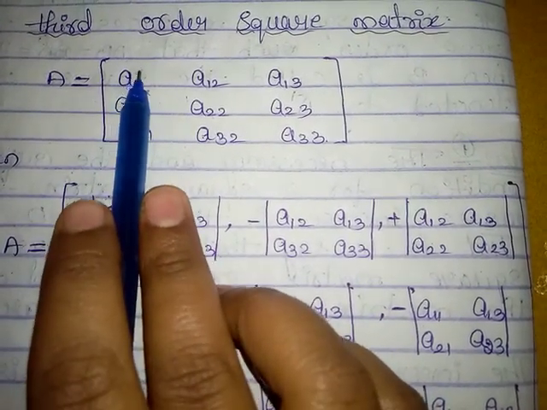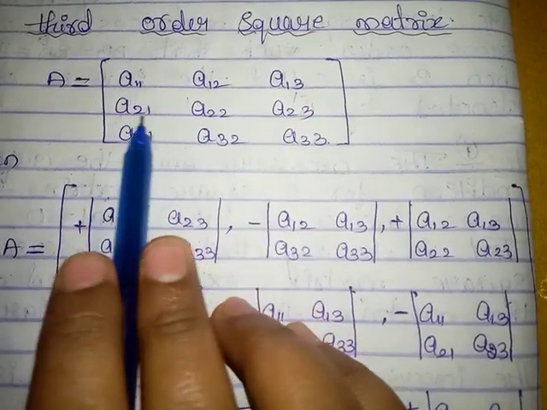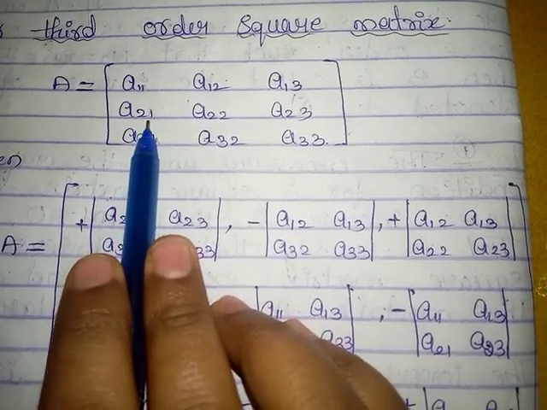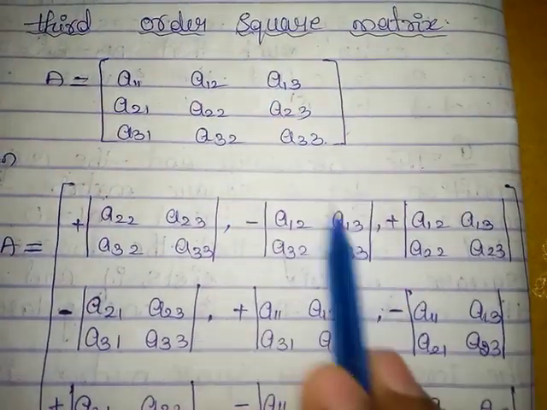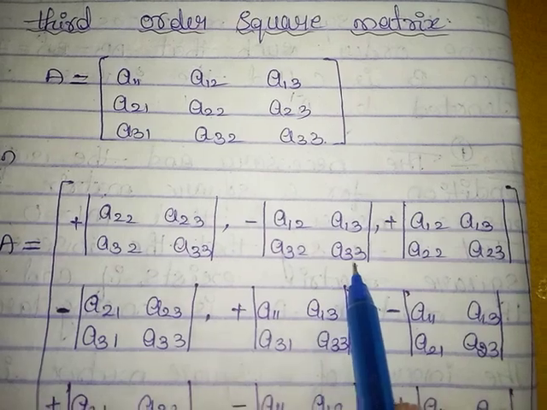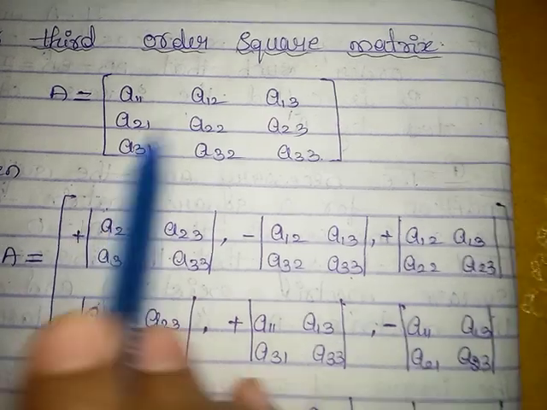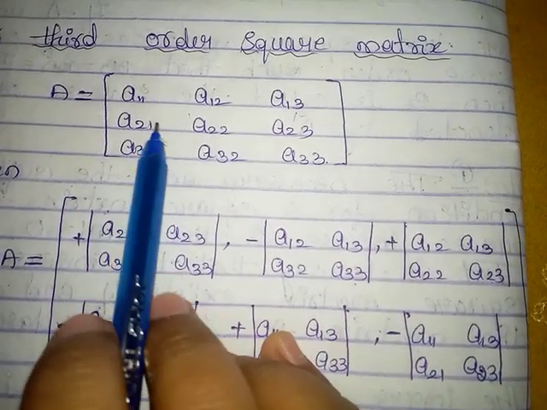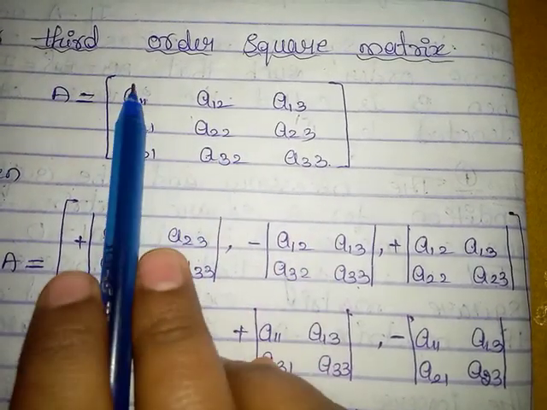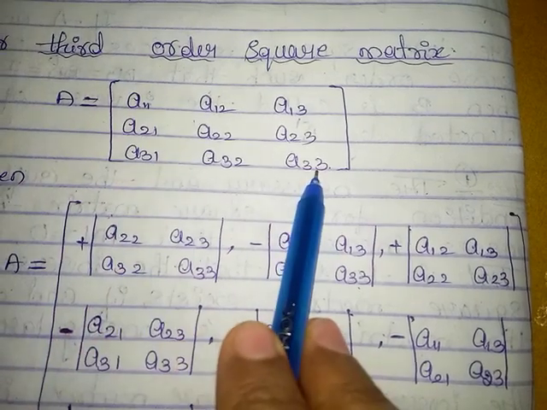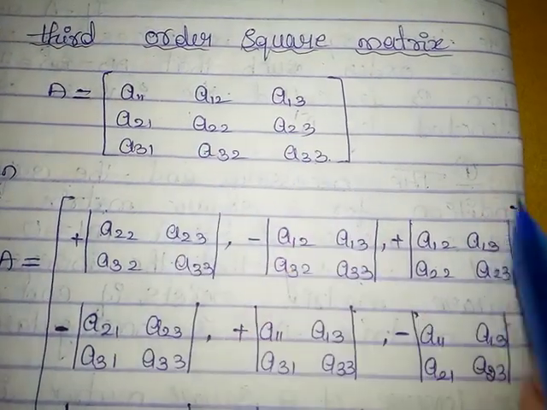Here we have to avoid the first column and the second row, because the first column and second row have this element, that is A21. On avoiding this element, the remaining elements are A12, A13, A32, A33. Similarly, next is the third row, first element, that is A31. Now we have to avoid this first column and the last row, that is the third row. When we avoid this first column and last row, the remaining elements are A12, A13, A22, A23.